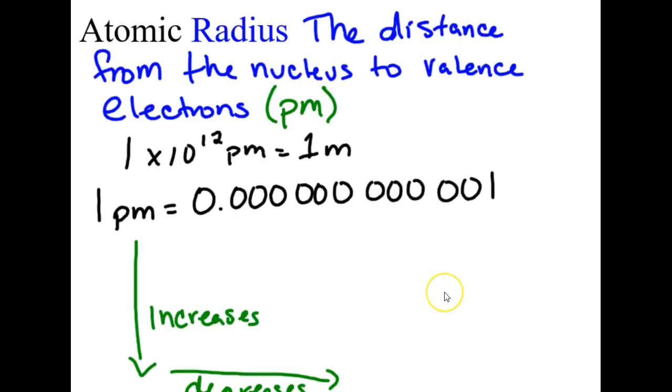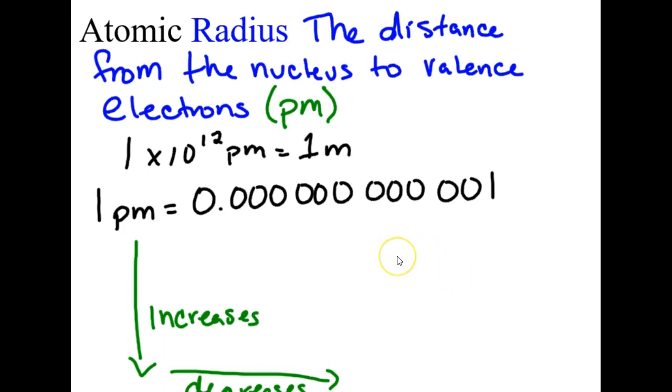All right, atomic radius is the distance from the nucleus to the valence electrons. It's measured in picometers. And remember that there's 1 × 10⁻¹² meters in 1 picometer. It's just a different way to talk about the distance. And so we know that the radius, just like the radius of a circle.